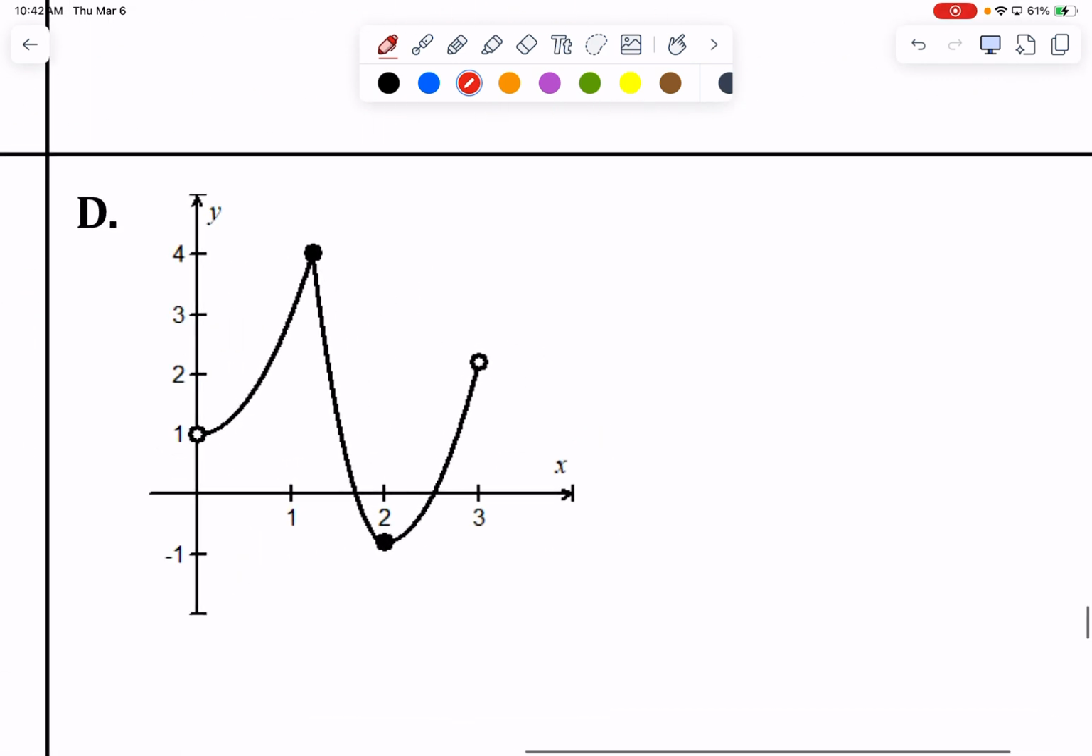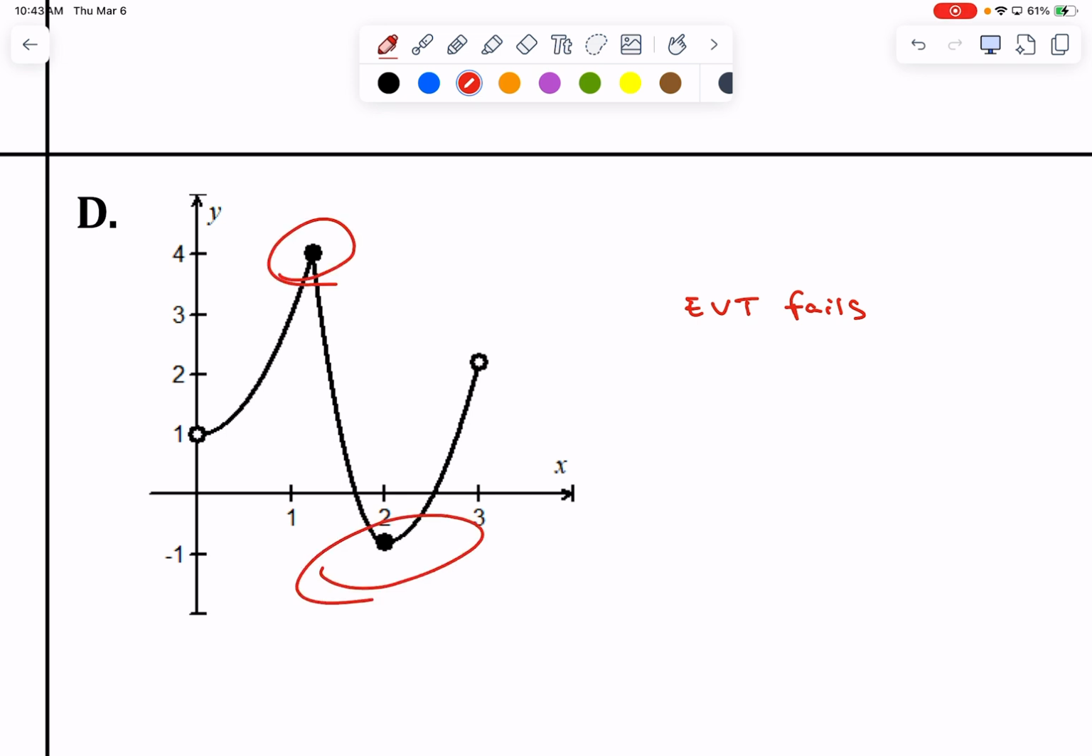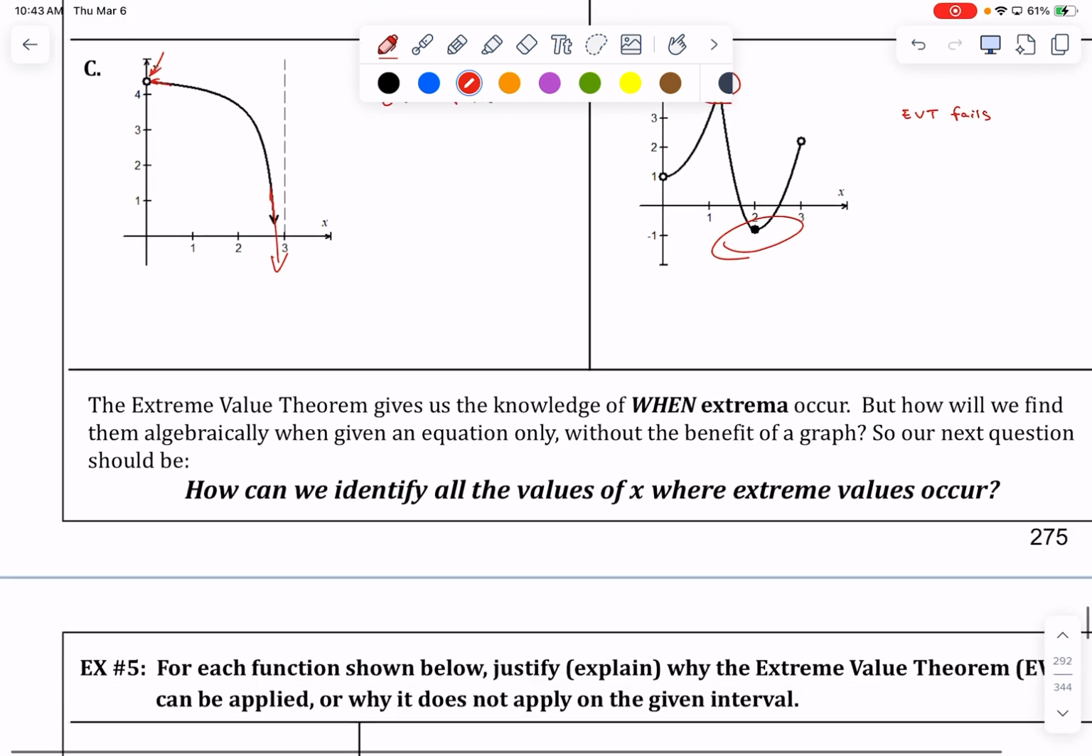What about D? Is it continuous on the closed? No. So EVT fails. But is there an absolute max? Is there an absolute min? That's just per chance. Okay, I miss Kristen. All right. I can't just say per chance.